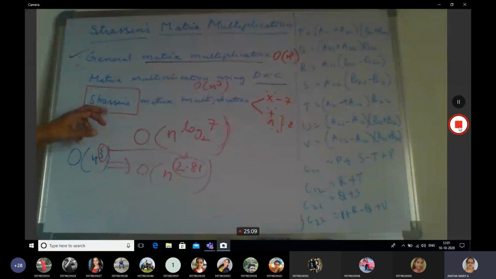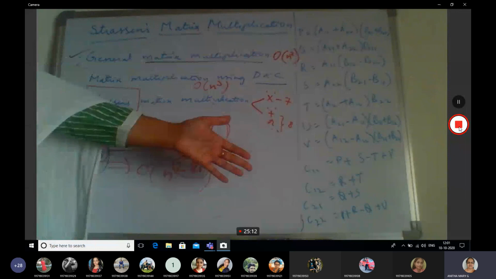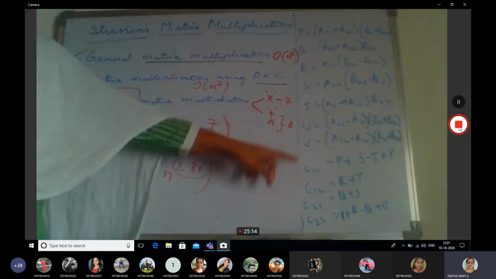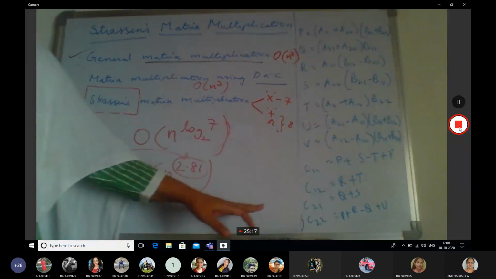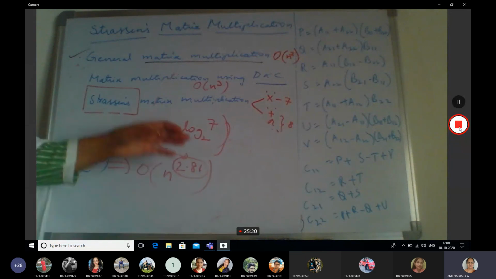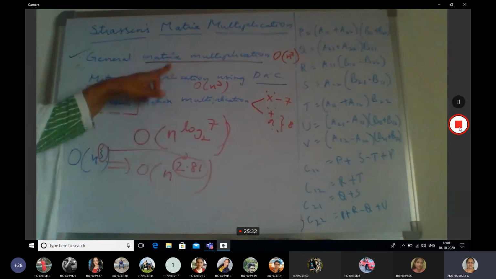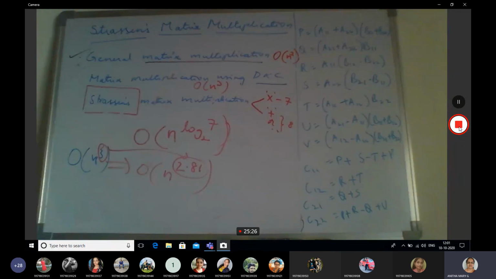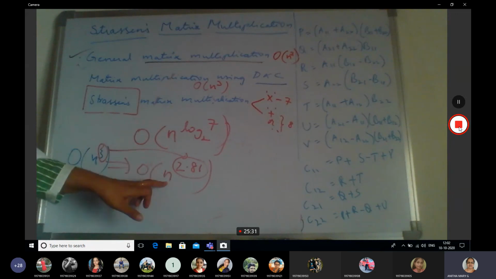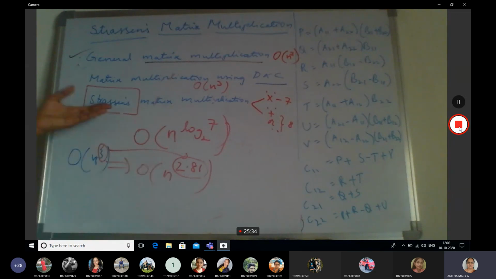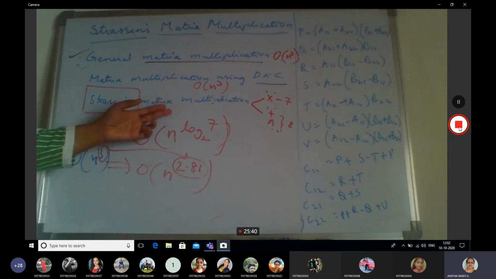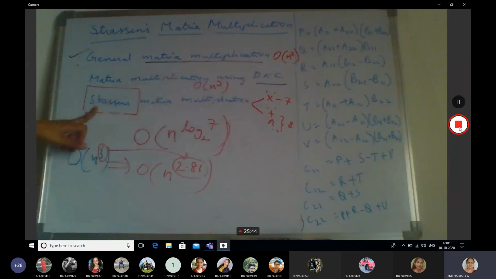By his research, the equations he formulated and this procedure reduced the 8 multiplications we followed in the general method to 7 multiplications, which in turn reduced the time complexity from n cube to n power 2.81. That is the greatness of this scientist, Strassen. That's why matrix multiplication where we use his equations is called Strassen's matrix multiplication. Okay, so this is the topic I wanted to cover today.